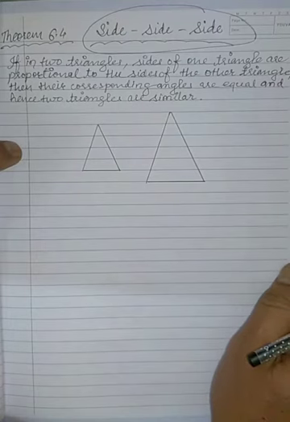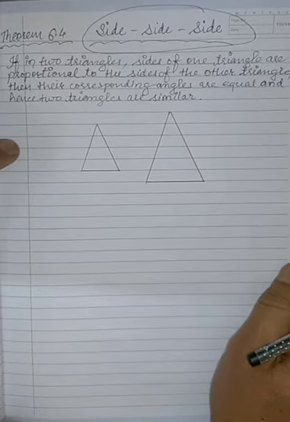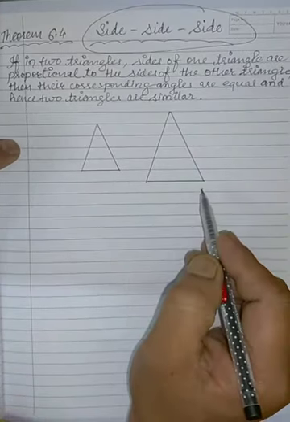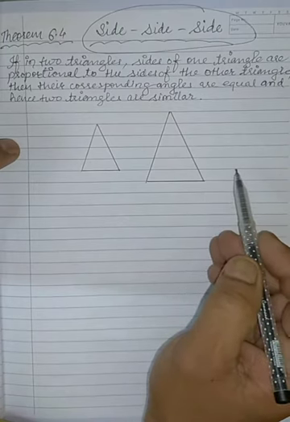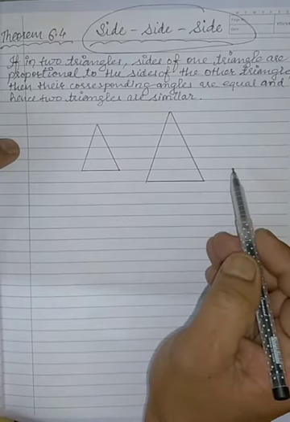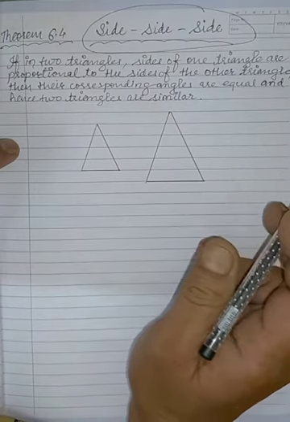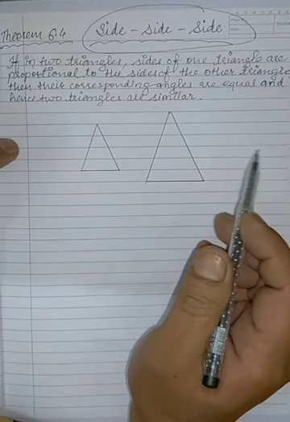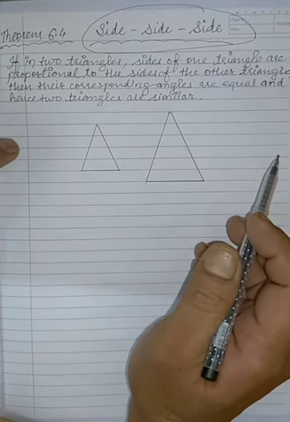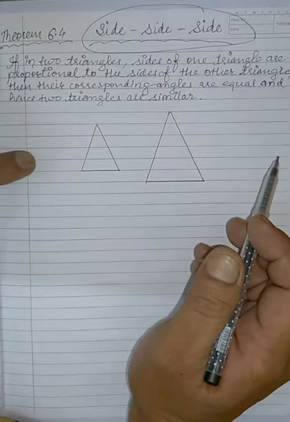You remember that the previous theorem 6.3 was the angle theorem, in which corresponding angles were given equal and we had to prove that the sides are proportional. In this theorem, which is the side theorem, sides are given proportional and we have to prove that angles are equal.